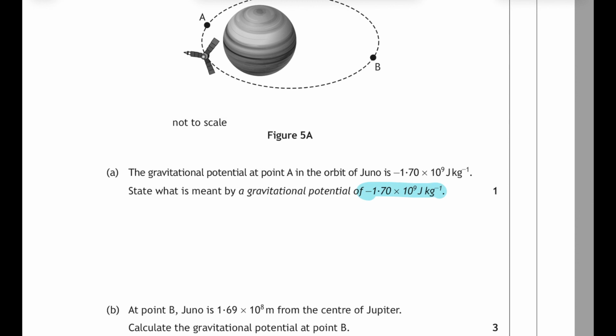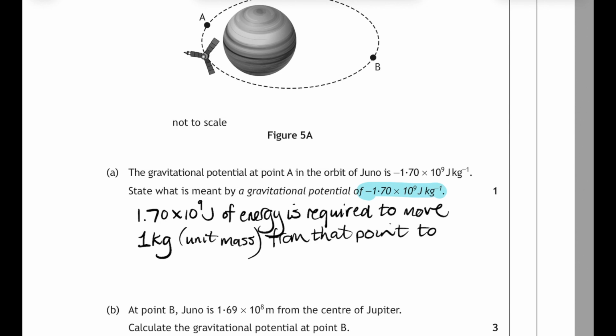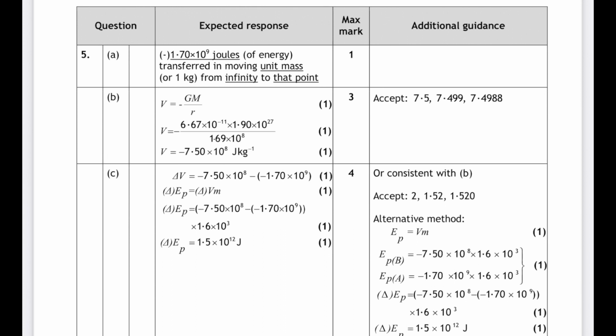And so what we're going to say then is that 1.7 times 10 to the 9 joules of energy is required to move 1 kilogram of mass, or a unit mass, from that point to infinity. That's a kind of bog standard definition question, but make sure you refer to the value in the question and that it's a unit mass that you're moving between those 2 points.